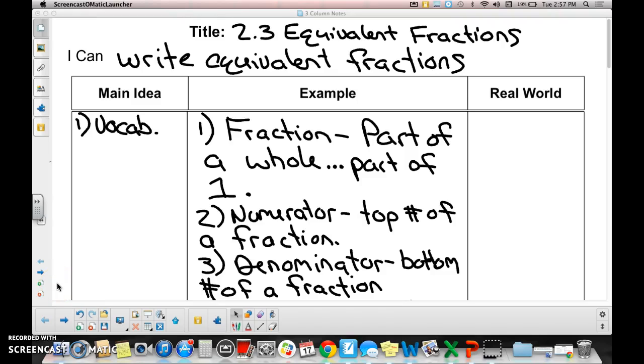Ben, what do we do today? Today we are finding equivalent fractions. And what can you do now that we finished the notes, Anna? You can write equivalent fractions. So based on the notes today, y'all can write equivalent fractions, yes or no? Yes.